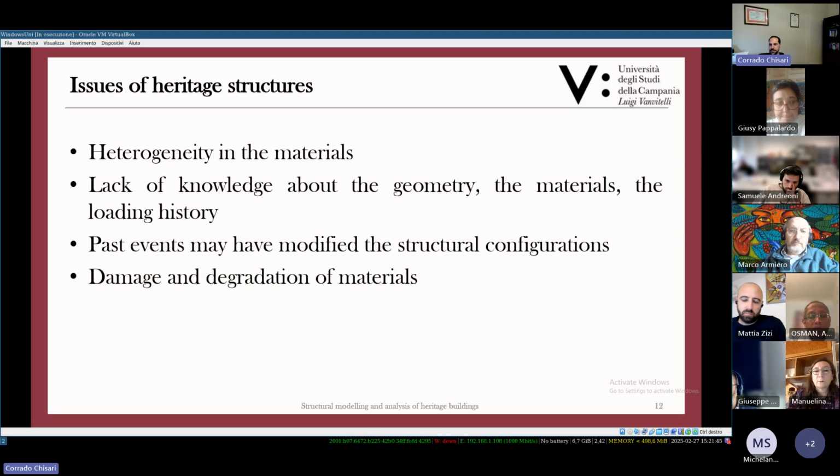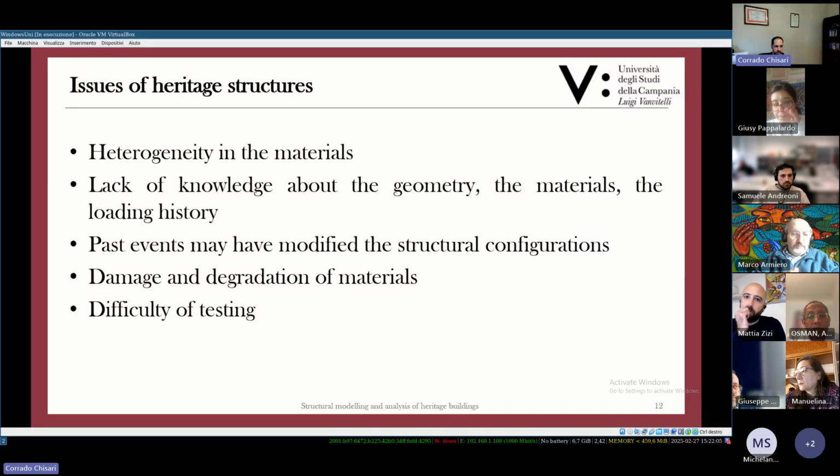Also, past events in terms of loads may have changed the materials themselves by means of degradation, and also past events in terms of loads may have created damage on the structure, and we need to take this into account.